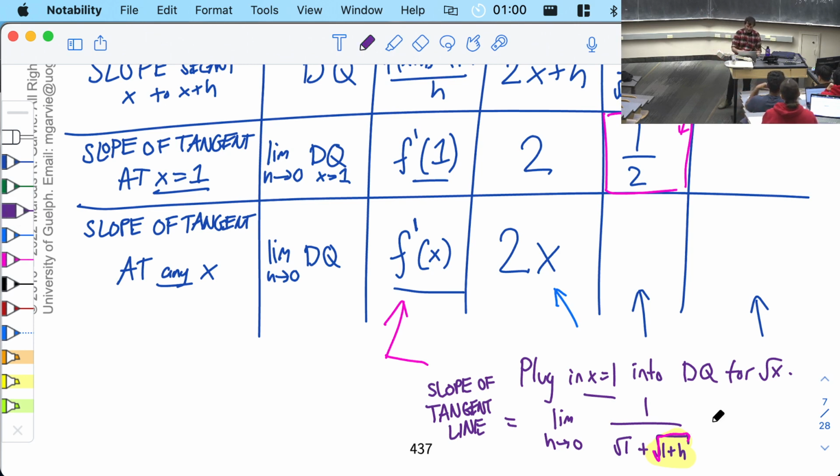Yeah, so we get 1 over square root of 1 plus square root of 1 plus 0. The square root of 1 plus 0 is also square root of 1. 1 over 1 plus 1 is a half. And that is why the answer was a half. And that's how I would do this limit.